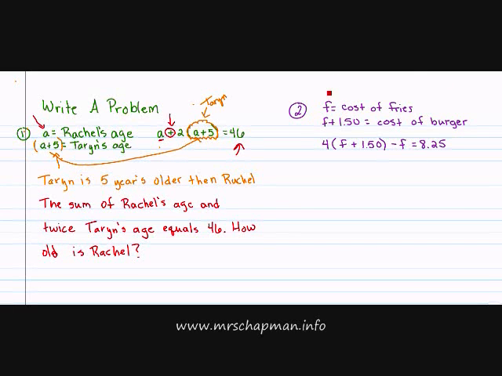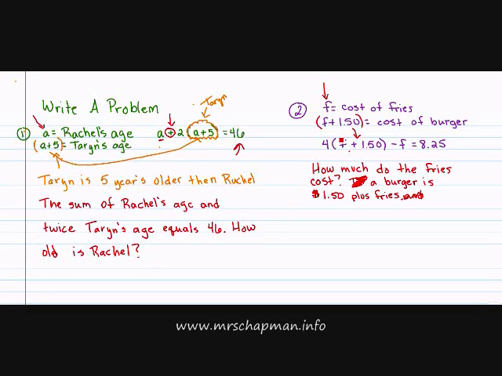Okay, let's take a look here. What's our variable? Our variable is F. What does F stand for? Cost of fries. So that's going to be our question. How much do the fries cost? Okay. Let's just state a burger is $1.50 plus fries, which tells me this right here, and which I just included this right here. Okay, so I know how much do the fries cost, which is my variable. A burger is $1.50 more. Now, down to the nitty-gritty. Let's include everything.